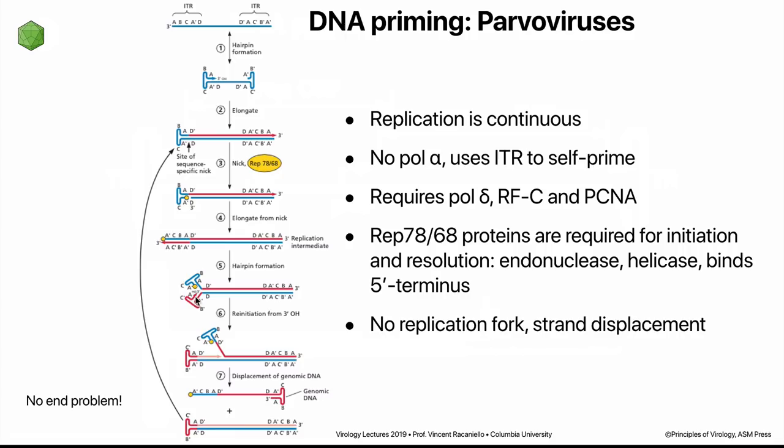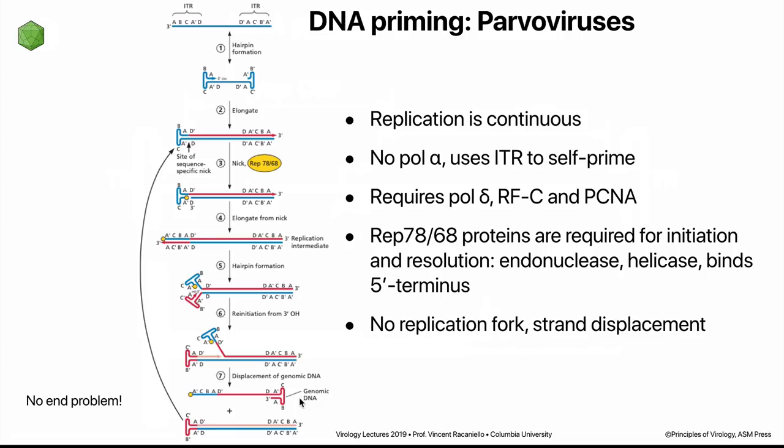You get reinitiation of synthesis from the 3' hydroxyl on the red strand, as you can see here. And that's again by host polymerase, recruited by this Rep 78/68 protein. And that synthesis continues. It displaces the top strand. That's displacement synthesis, which we talked about earlier briefly. And now we're going to have a double-stranded molecule with a terminal hairpin. That's this one at the bottom here. And the top strand, which is displaced, is shown here with blue left end and red rest of the genome. That's called genomic DNA.